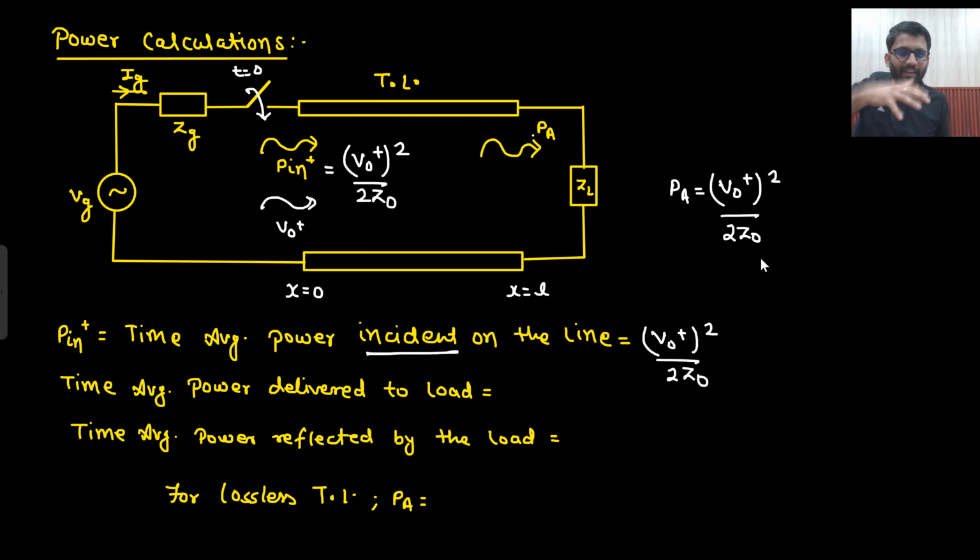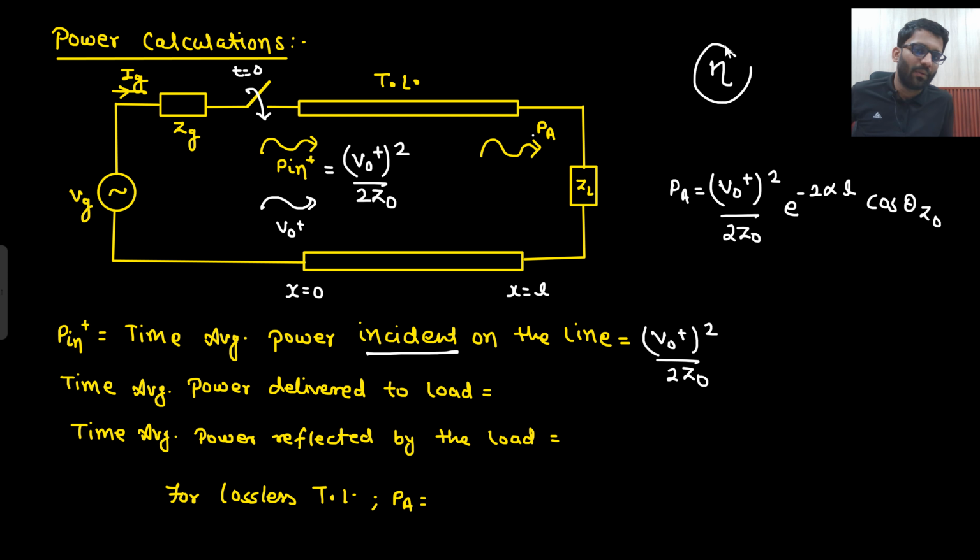This much power was generated. Now it started traveling, with a factor of e to the minus 2 alpha x. Why am I putting x? Because I am assuming x equals 0 and x equals L. But if I am talking about PA, PA is the power at load. So for that I need to put L, because the load is at L distance. And then cos theta Z naught.